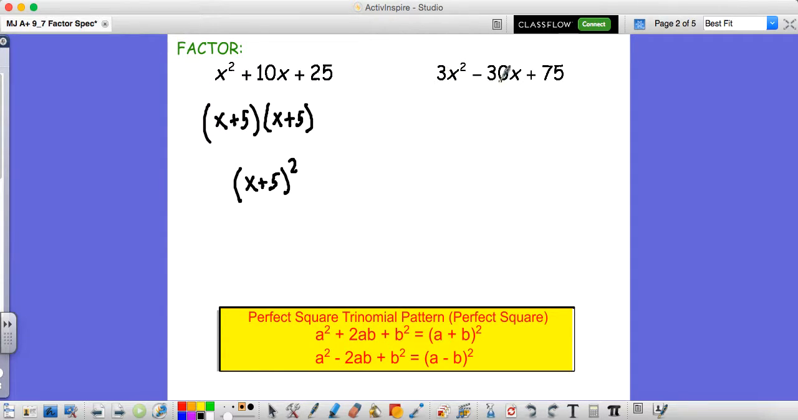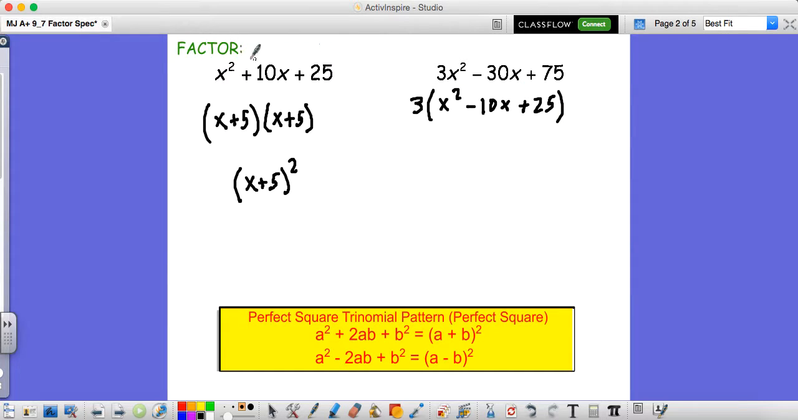We have 3x squared minus 30x plus 75. Now you might think, okay, we got to do the x box. We have to multiply 3 by 75 and then find two numbers that multiply to that but add to negative 30. But don't forget to factor out a common monomial if you can. Notice 3 goes into 3x squared, 3 goes into negative 30x, and 3 goes into 75. So we can factor out that 3 and we're left with just x squared minus 10x plus 25.